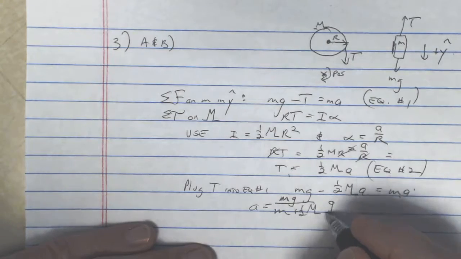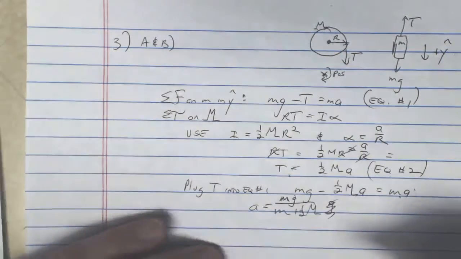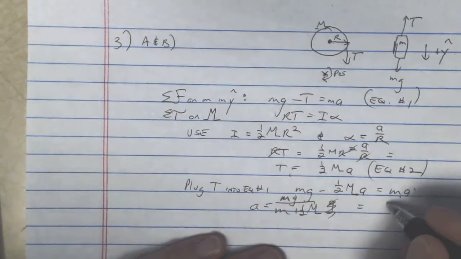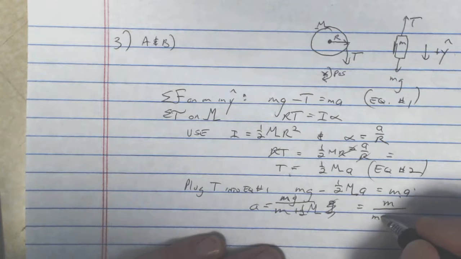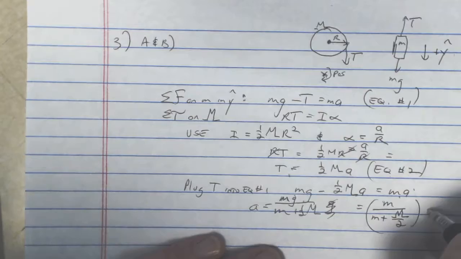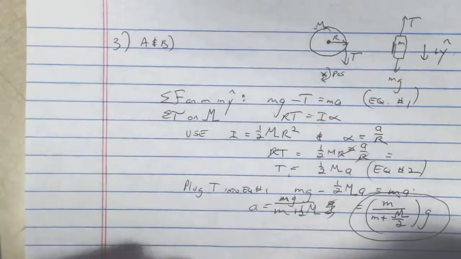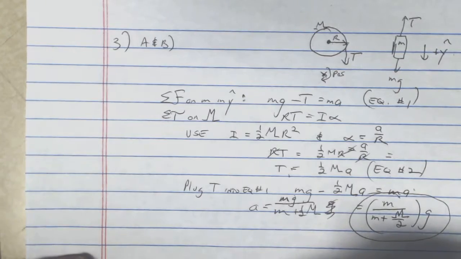Okay, all that times g. Sorry, I already have my g in here; I didn't factor that out yet. But I'd like to simplify this for reasons you'll see later. So I'll write this as little m divided by little m plus capital M over 2, times g. So that's the acceleration, one of the things you're asked for in part A.